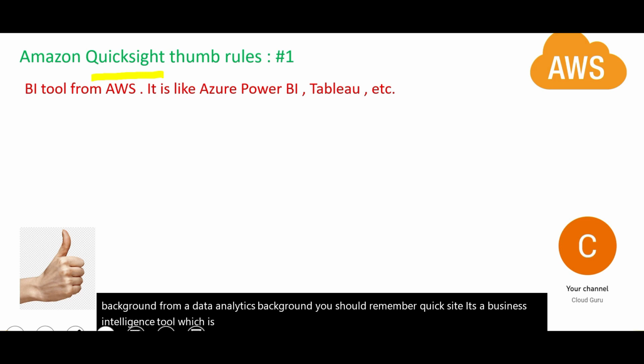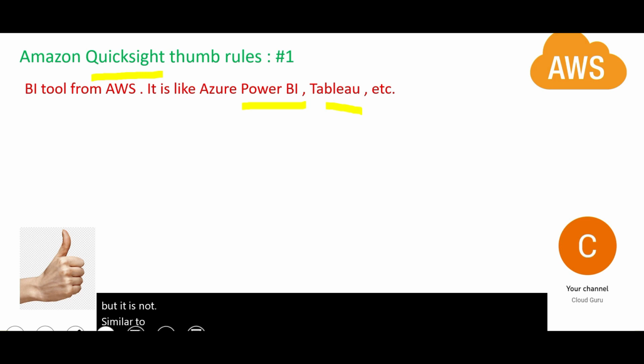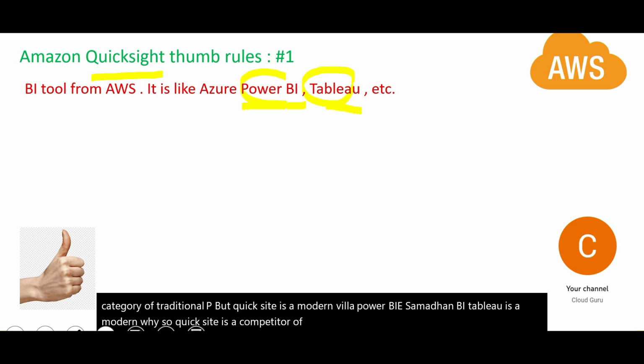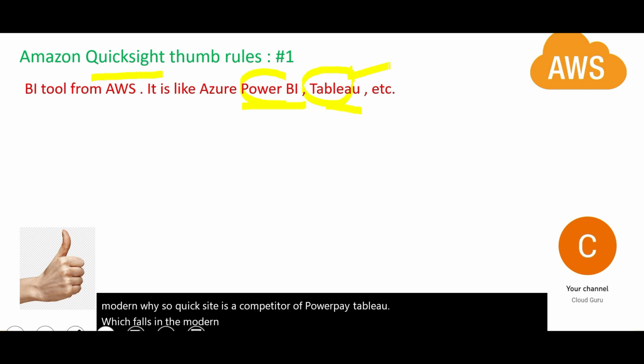create visualizations, or viz. Okay, it is similar to Power BI or Tableau, but it is not similar to Cognos or MicroStrategy or Business Objects. Those three products fall in the category of traditional BI, but QuickSight is a modern BI. Power BI is a modern BI. Tableau is a modern BI. Okay, so QuickSight is a competitor of Power BI and Tableau, which fall in the modern BI category.